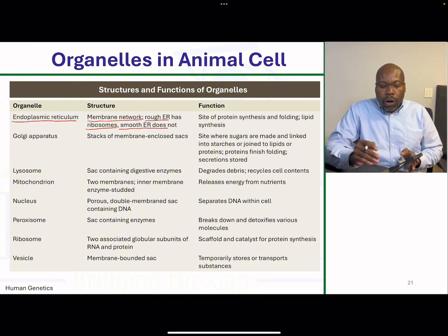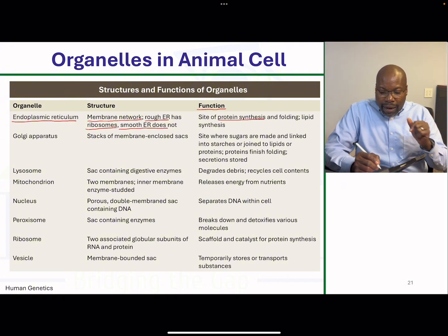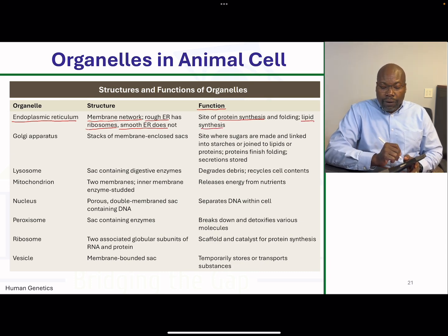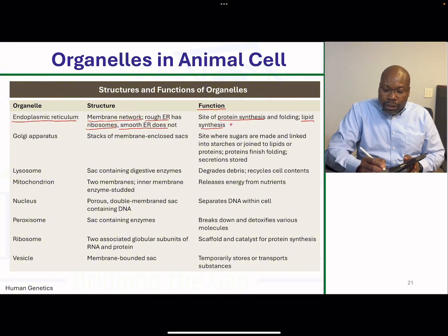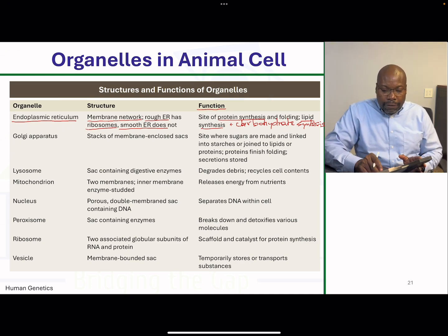But now, on the other column, what is the function of the endoplasmic reticulum? It's a site of protein synthesis when ribosomes are present, right? And also lipid synthesis. Not added here, I should mention carbohydrate synthesis. I should add that. Okay? So please do the same thing for the rest of the organelles.